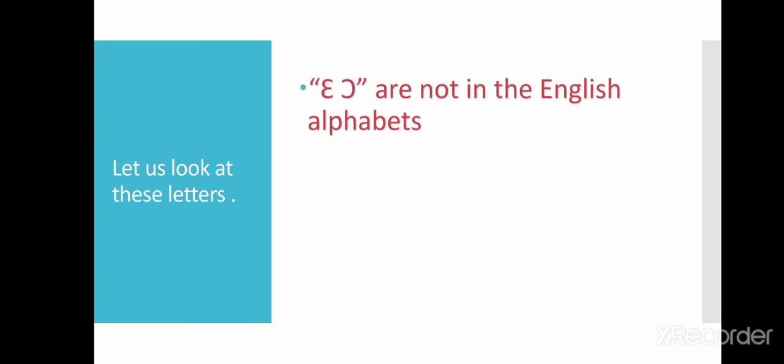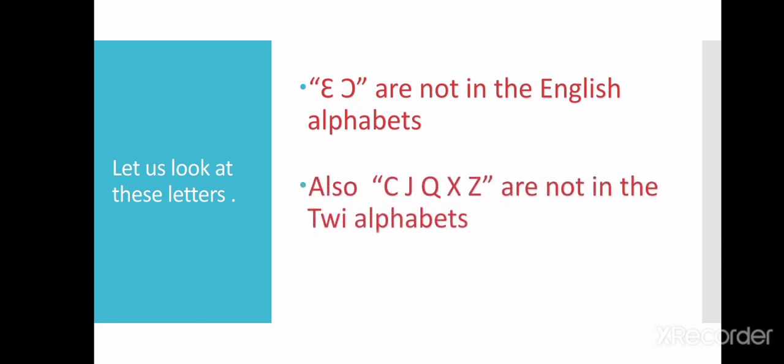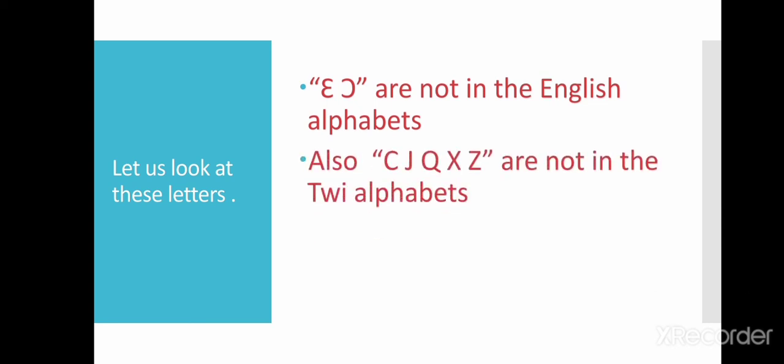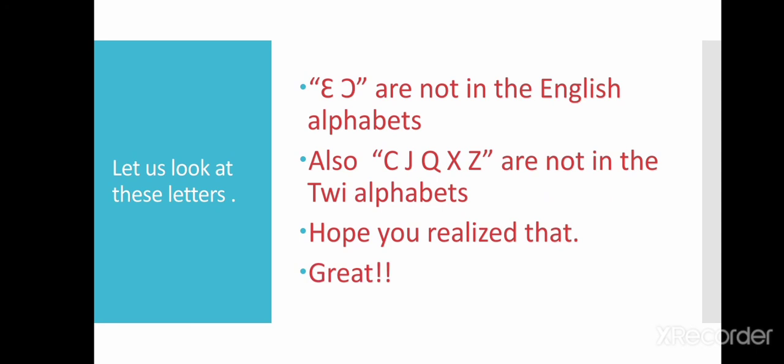Let's look at these letters. O are not in the English alphabet. Also, C, J, Q, X, Z are not in the Twi alphabet. Hope you realize that. Great.